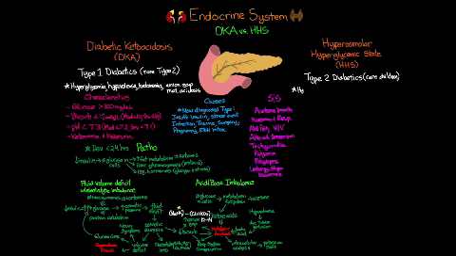Now, our HHS is really defined as a hyperglycemia with a profound dehydration in the absence of ketosis. And we also have a set of defining characteristics for this as well. And for HHS, we're going to see glucose levels that are usually in the range of 600 to 2,000, although typically they're around 1,100. You're also going to see profound dehydration.